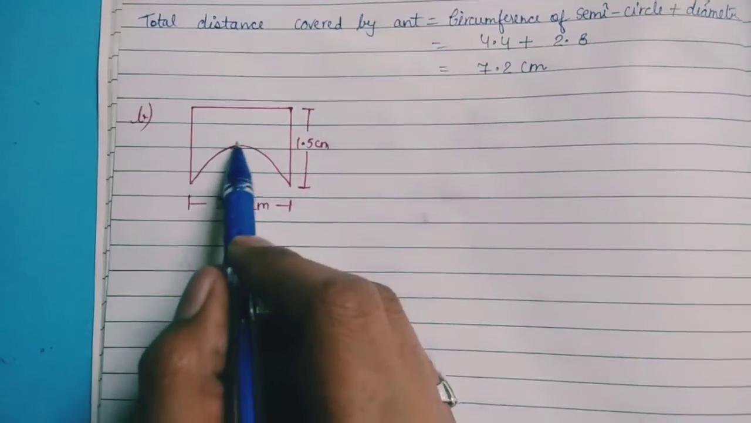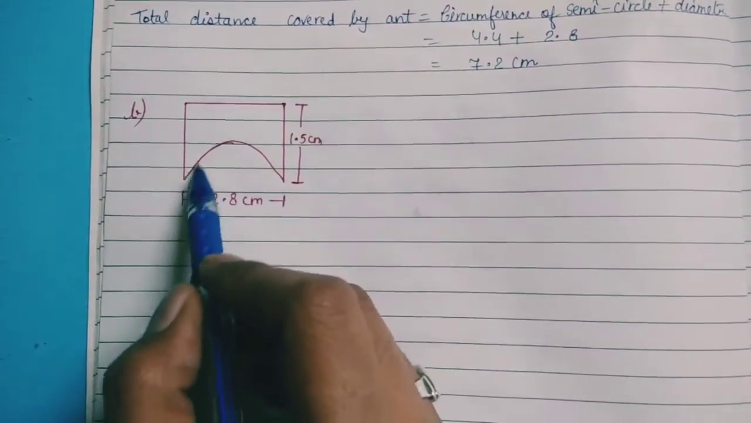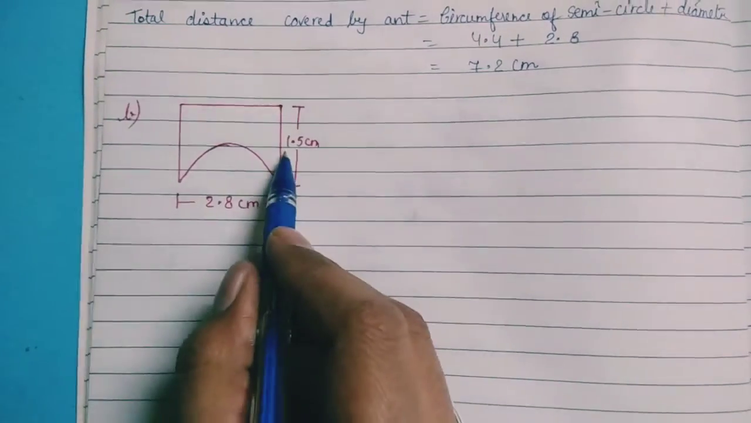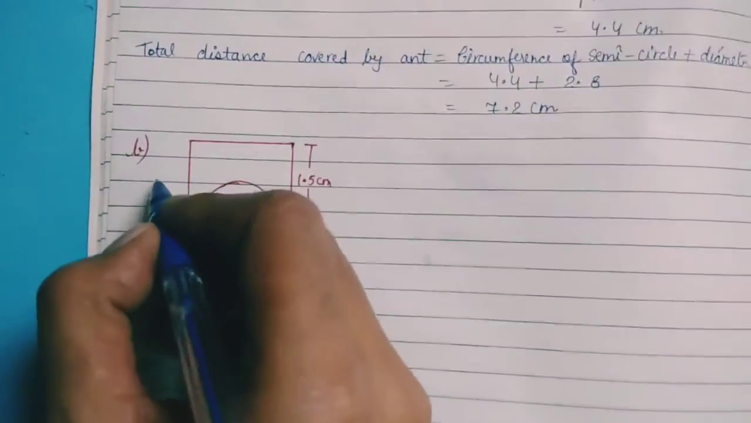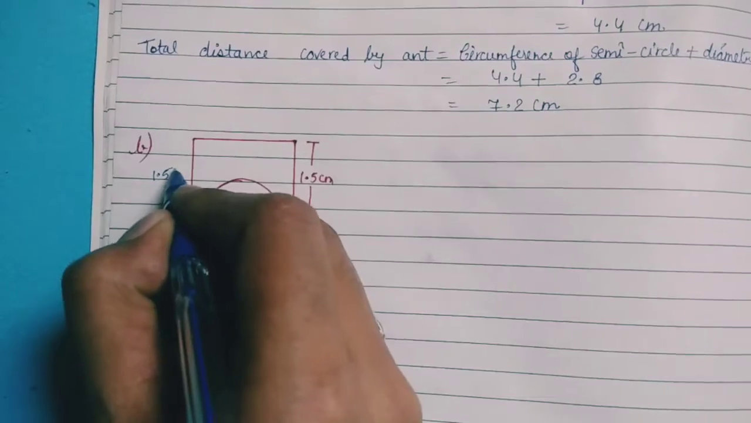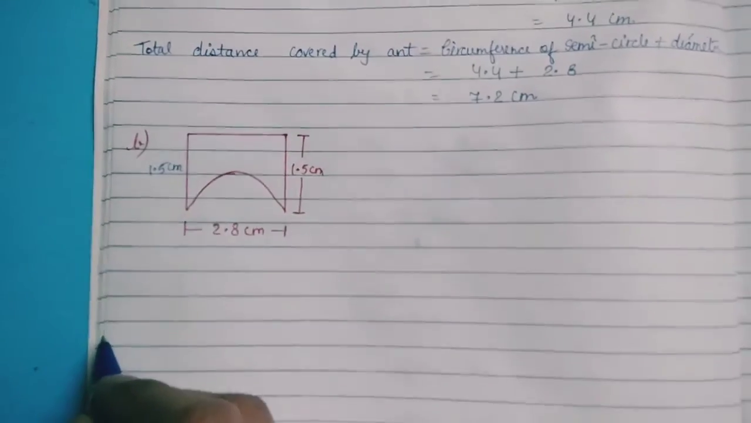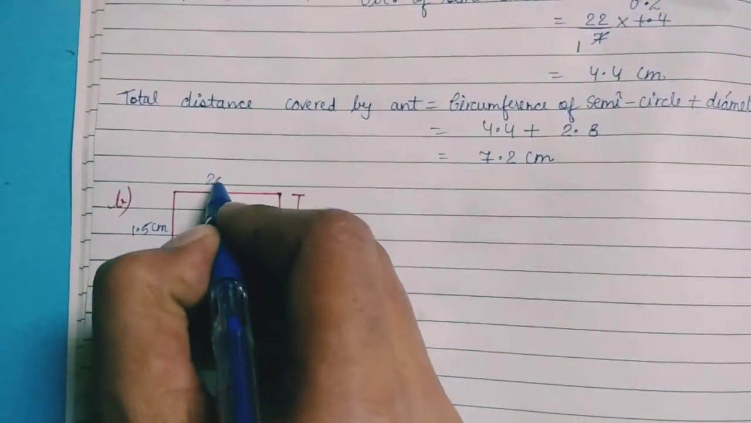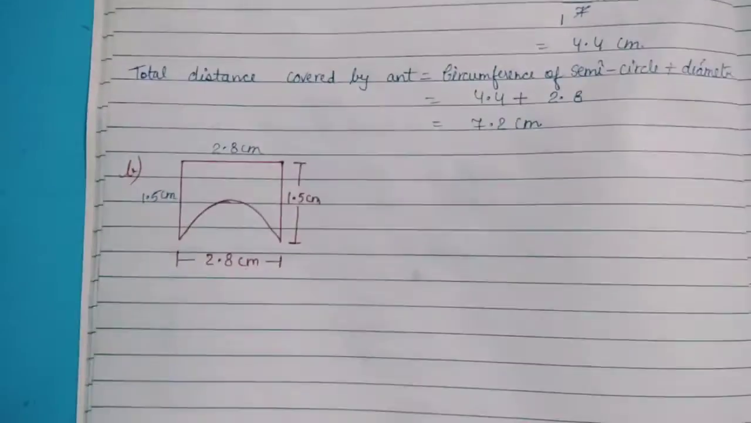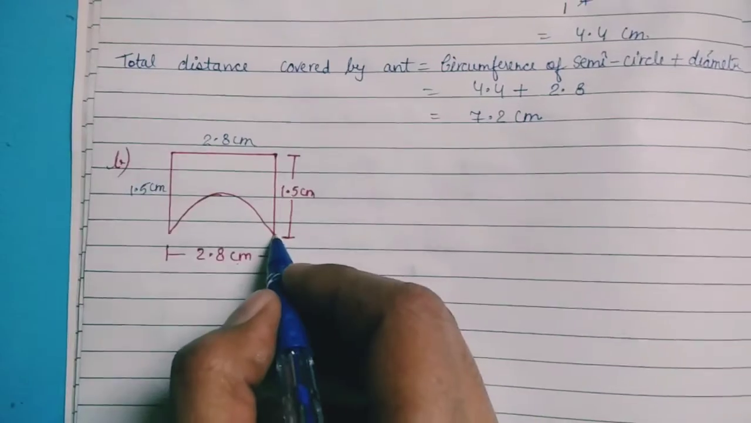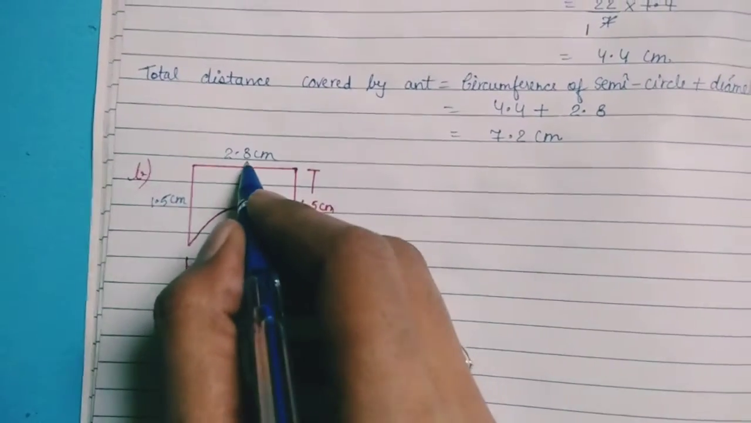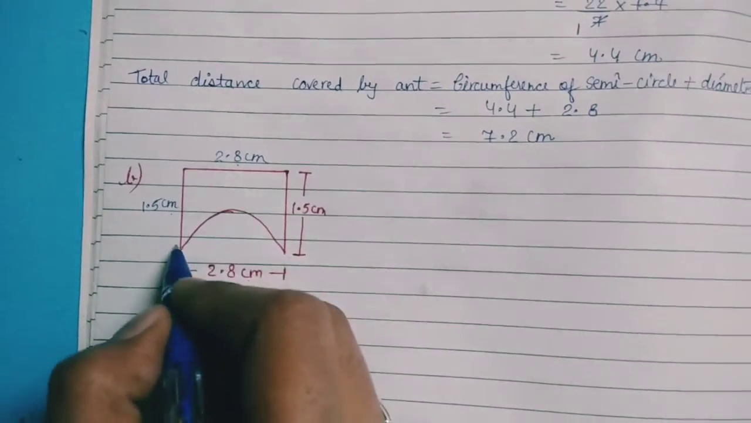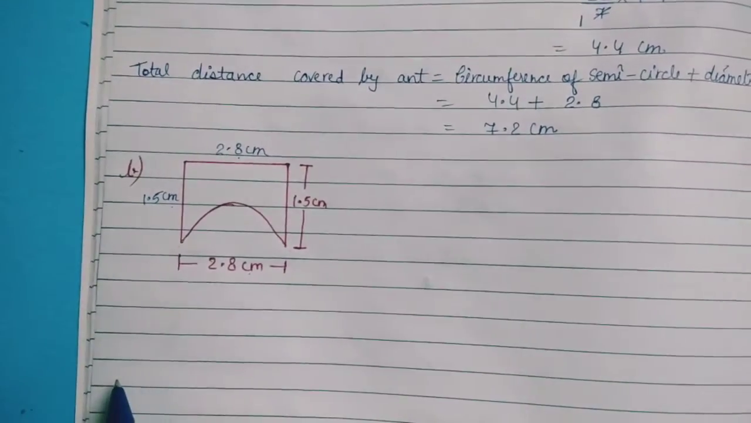Now the second figure, figure B, on 3 sides we have line segments and on one side we have the boundary of a semicircle, the curved surface of the semicircle. If this side is 1.5, so this side will become 1.5 centimeter. And here we have 2.8 centimeter. It means this side is also 2.8 centimeter. Now we can easily get 1.5 plus 2.8 plus 1.5 for getting the perimeter of 3 sides.